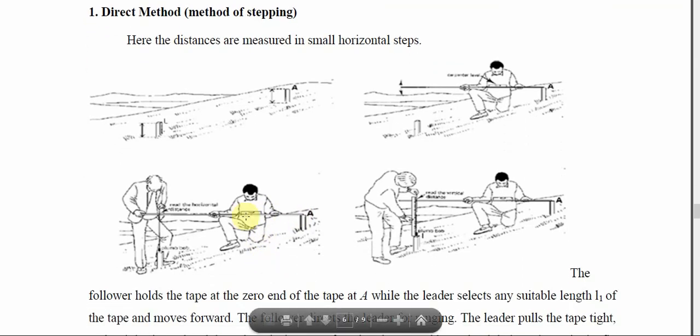I'll hold the tape horizontally, and here I will take a vertical scale. So this point represents L, and this is my horizontal length between point A and point B. So this is how the measurement is done on sloping ground in the direct method, or method of stepping.